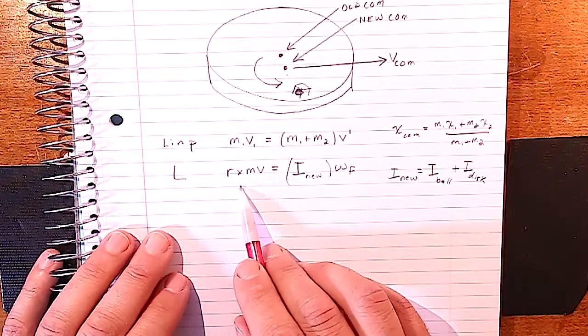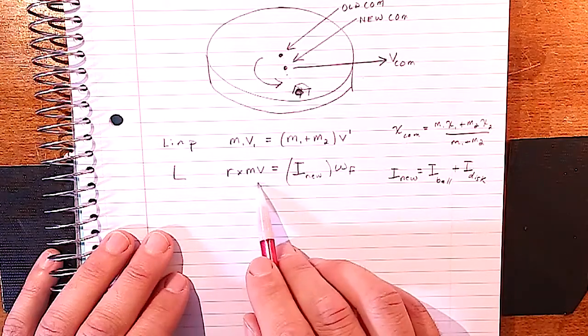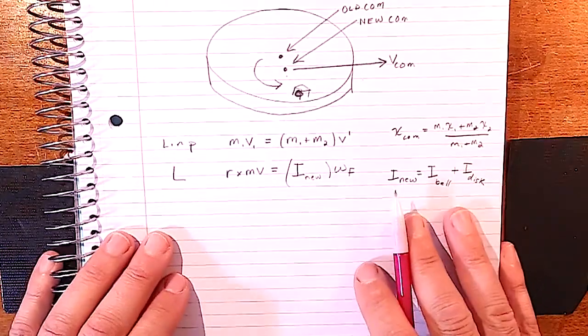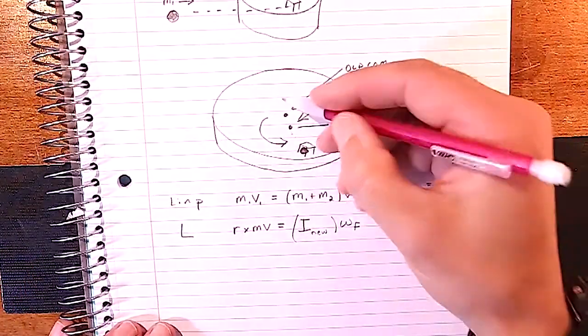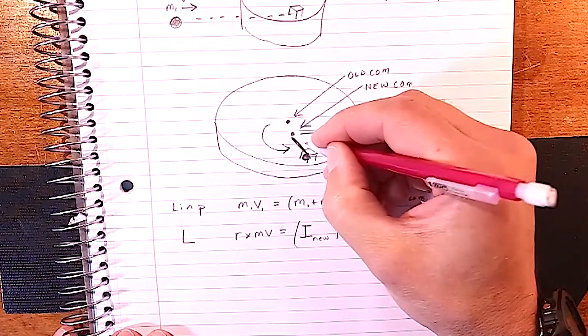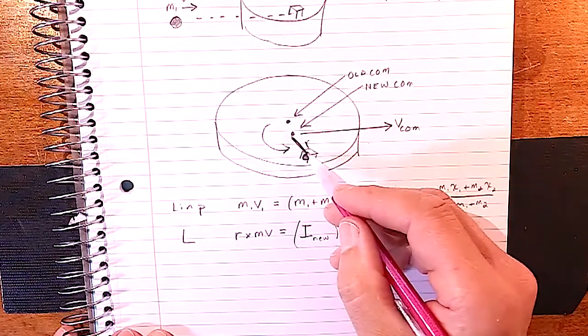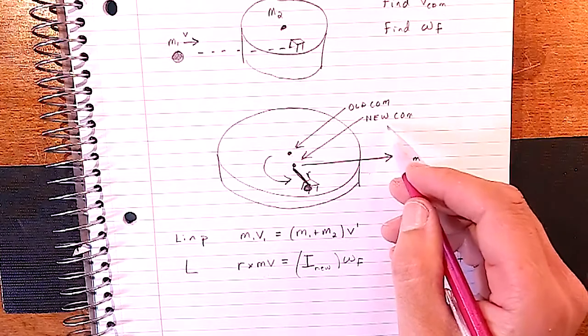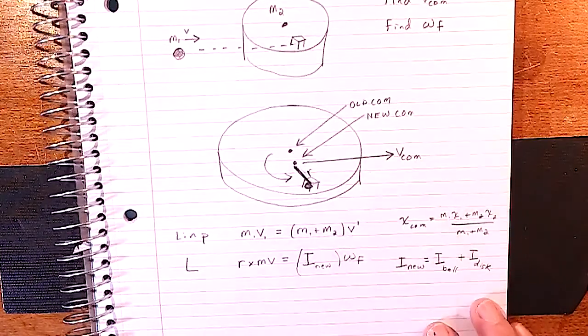Now the ball has angular momentum, but what's our origin? Well, to choose our origin, the best point is to choose the point that it's rotating around. So that is going to be this new position right here, this r value. And the only way we can get that r value is by finding the new center of mass. So you have to do that first before you can find this r.